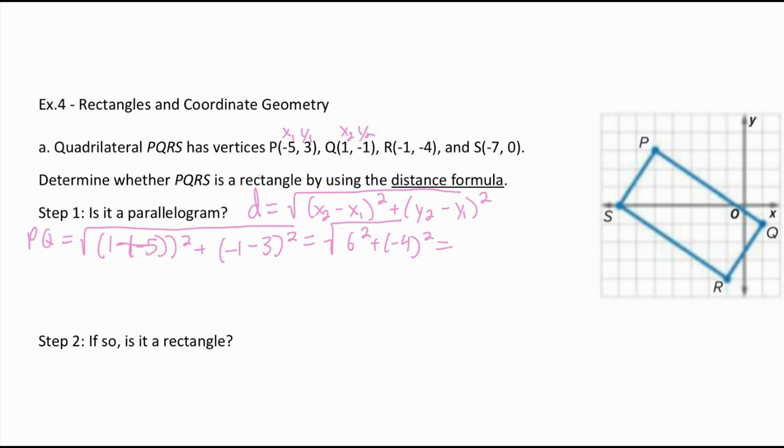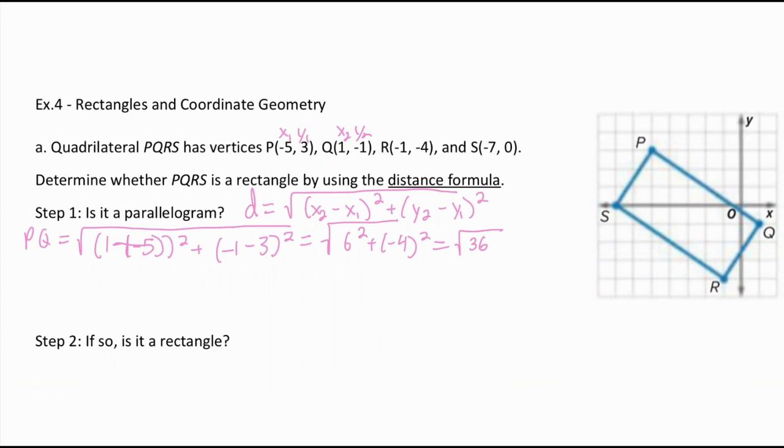What is 6 squared? 36. And what is 4 squared? Negative 4 squared? 16. So this is going to be the square root of what? Yeah. 52. I was getting there. You just got there before me.